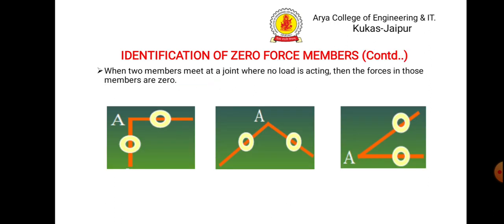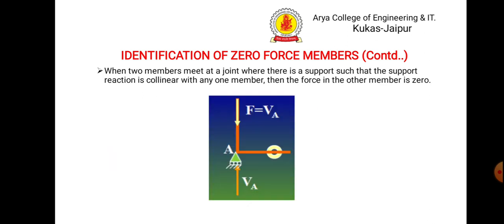Second case, when two members meet at a joint and no load is acting, then the forces in those members are zero. As shown in the figure, at joint A there are only two forces, not a third one. They may be at any angle, but the forces in these two members will be 0. Now suppose there is a joint at which there is a support reaction, that is Va. As shown in the figure, the Va and the force F are collinear, and the third one is the perpendicular one. So again the force in that member will also be equal to 0.